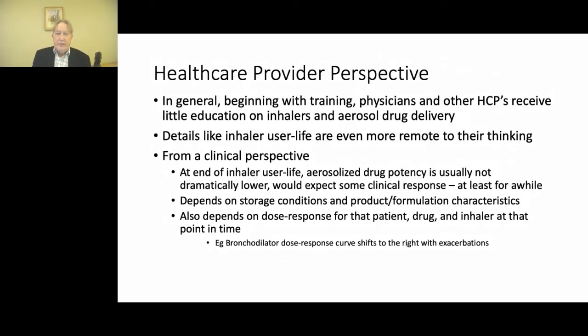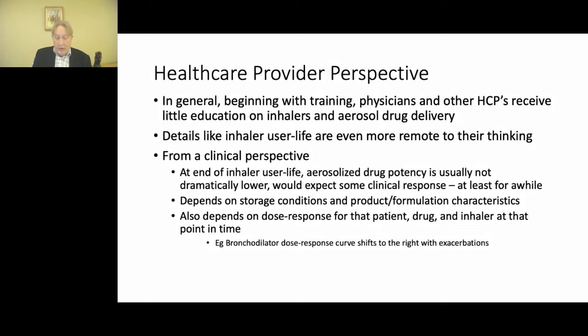Beginning with training, physicians and other healthcare providers receive very little education on inhalers and aerosol drug delivery, and that even includes specialists. It's quite weak, in my opinion. And of course, details like inhaler user life are even more remote to their thinking. From a clinical perspective, at the end of inhaler user life, aerosolized drug potency is usually not dramatically lower. You would expect some clinical response, at least for a while. But of course, this depends on the storage conditions and the product and formulation characteristics as far as its stability. It also depends on how that patient responds on the dose response for that patient, that drug, and in that inhaler at that point in time.